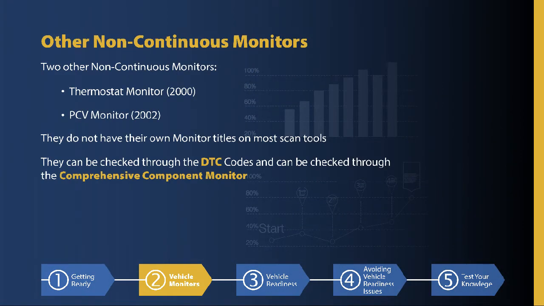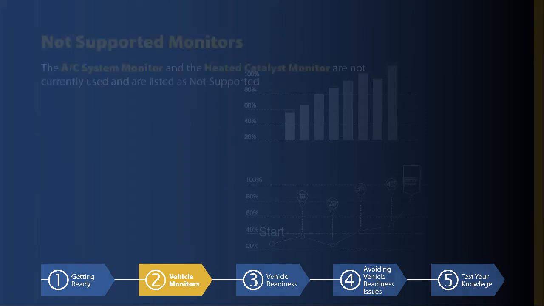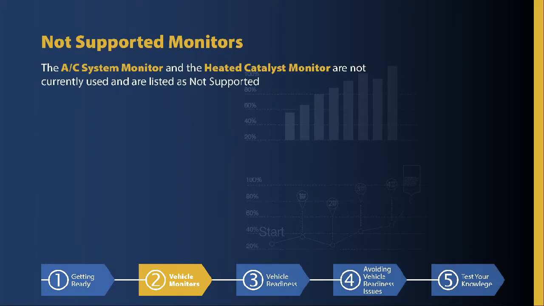Other non-continuous monitors, which do not have their own monitor titles on most scan tools, include the thermostat monitor and the PCV monitor. They can be checked through the DTC codes and through the comprehensive component monitor. Not supported monitors include the air conditioning monitor and the heated catalyst monitor.